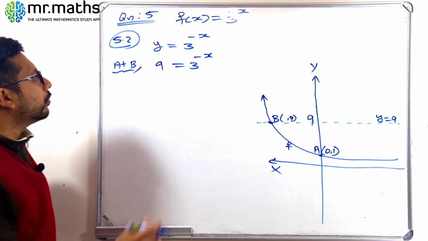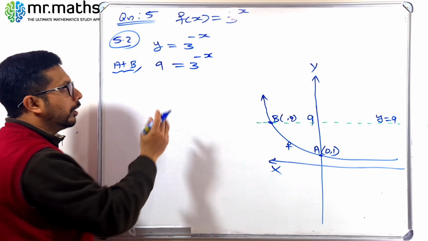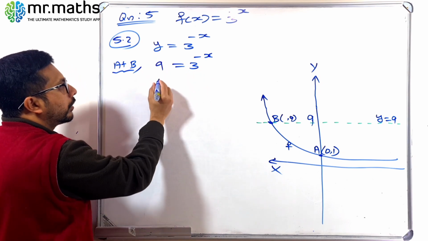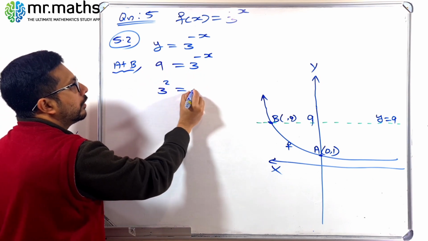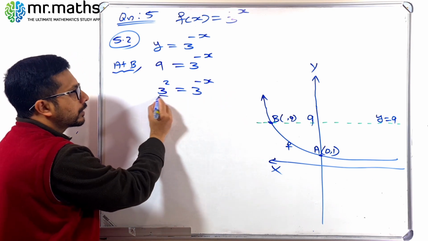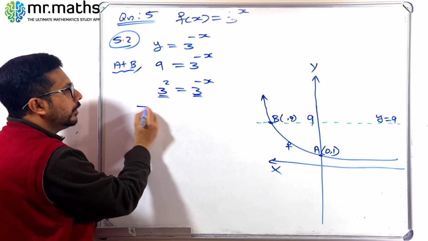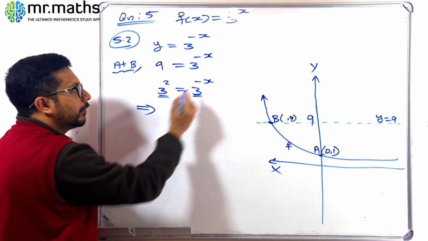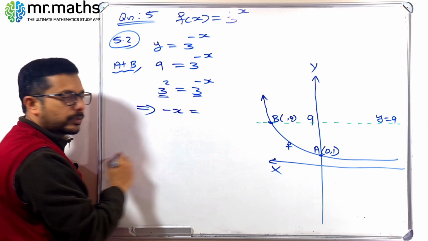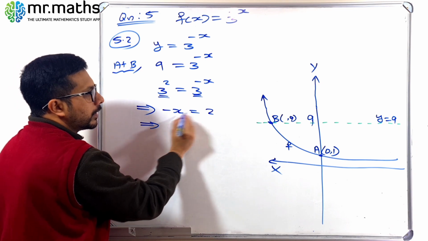So 9 is equal to 3 raised to minus x. Now here 9 is 3 squared. I'm trying to make the bases the same. So 9, which is 3 raised to 2, is equal to 3 raised to minus x. Here you can see the bases are the same, here 3, here also 3. So we can equate the exponents. Minus x is equal to what? Here the exponent is 2. So minus x is equal to 2.